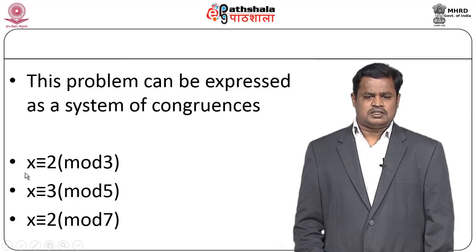Let us refer to the first case as per her statement: when I take 3 at a time, I am left with 2. So, we can say that a1 is 2 and m1 is 3, and x we do not know. Similarly, when I take 5 at a time, I get 3 remaining in my basket, and again we do not know x.